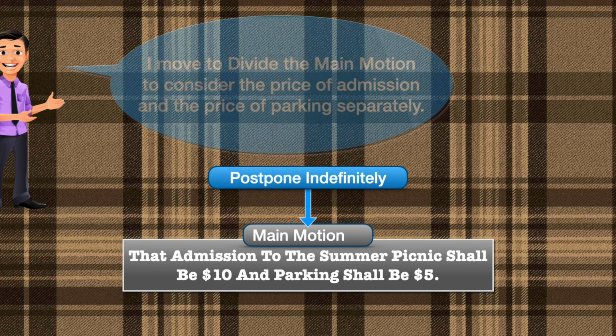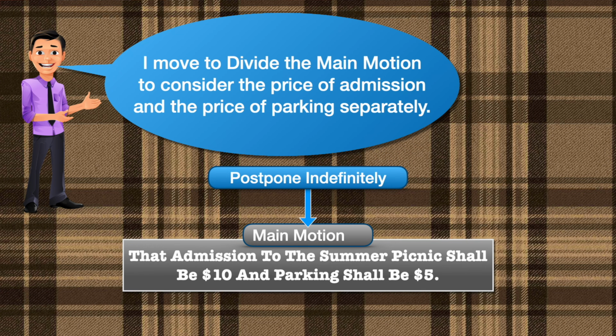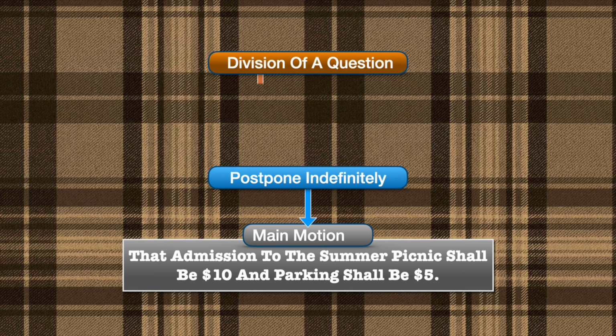And let's say during this debate, a member obtains the floor and says, "I move to divide the main motion to consider the price of admission and the price of parking separately." This motion is called division of a question. It is an incidental motion covered in Section 27 of Robert's Rules of Order. But is it in order at this time?